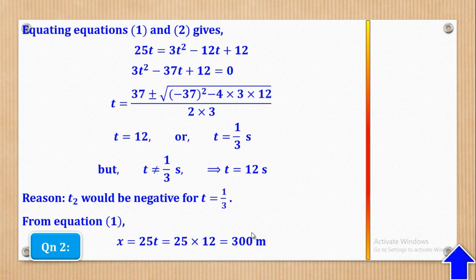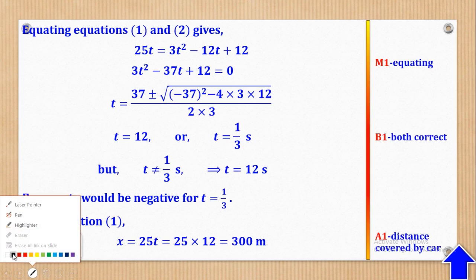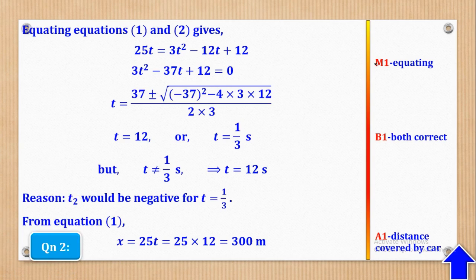Now let's see how the remaining marks could be got. So M1 for equating the two equations, and B1 for both values of t correct, and A1 is for you to get the distance which was required.